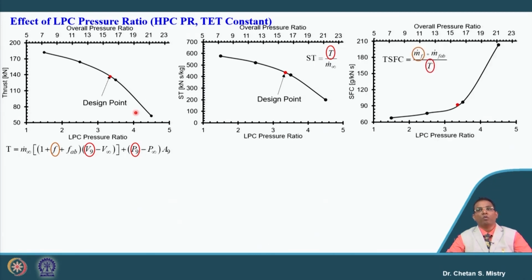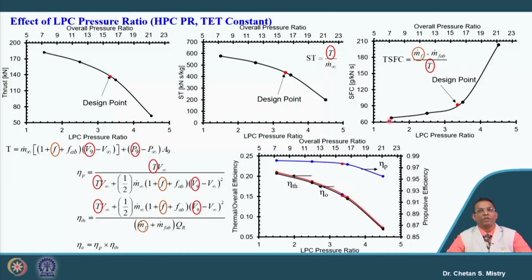Now, we have the parameter called thrust specific fuel consumption. In line with what we have discussed, in this case the amount of fuel required to raise the temperature to the turbine entry temperature is lower, but at the same time the drop of thrust is very high, and that is the reason why, with increasing overall pressure ratio, the specific fuel consumption is going to increase.